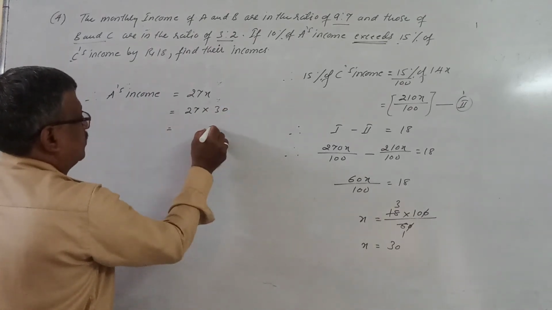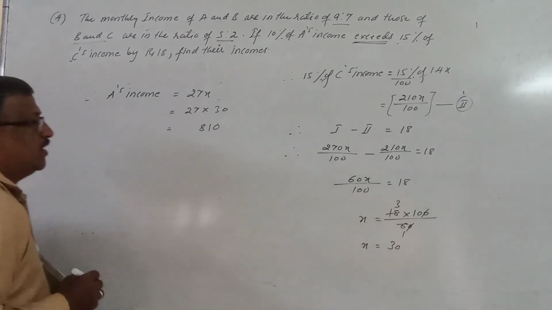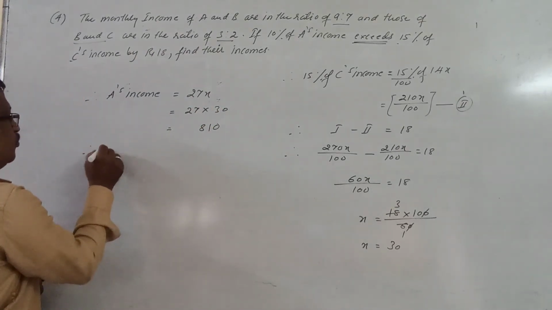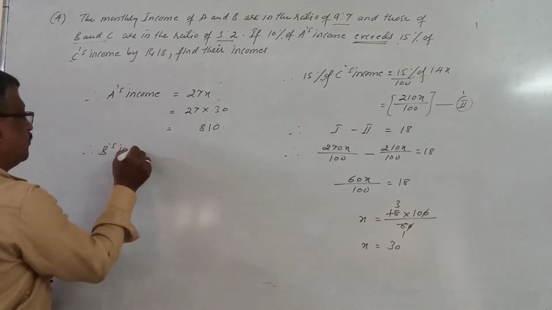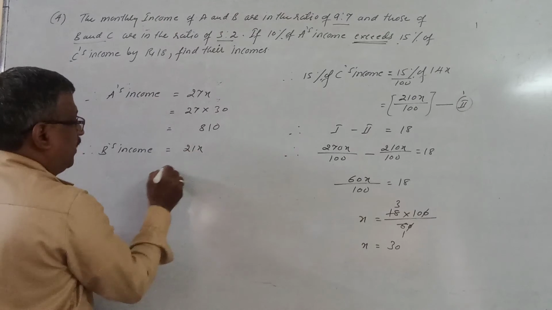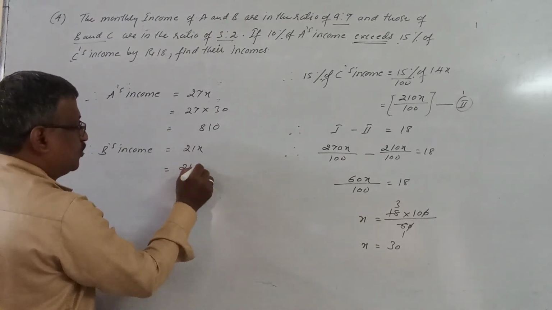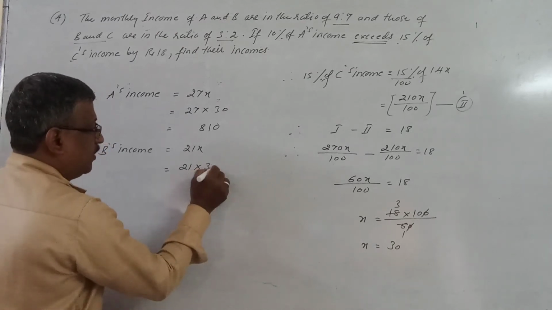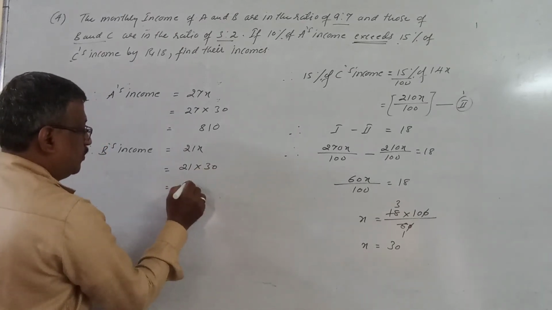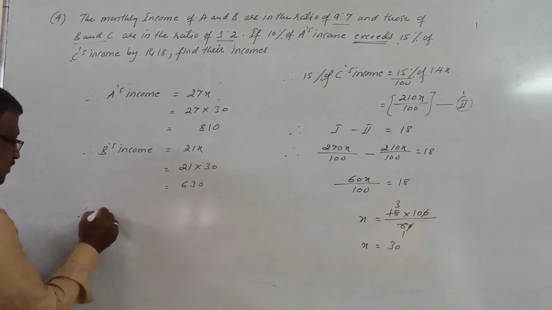So multiply this, you get 810. Like that you have to find B's income. We have assumed B's income as 21x. So in this you put the x value. 21x means 21 into 30, so you will get 630.